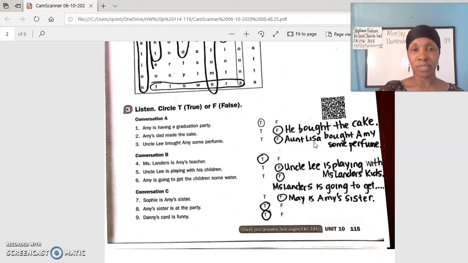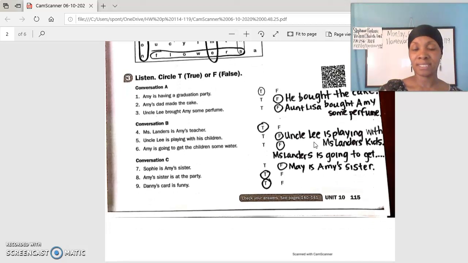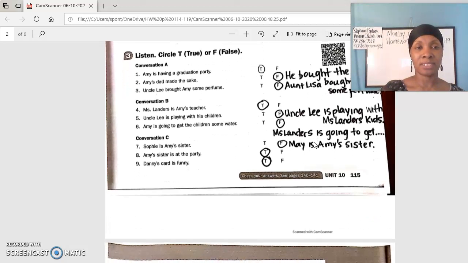Now, exercise 3. This is where you had to listen to an audio and then listen to the conversations and answer true or false, right? So let's go over A. I'm sure you guys have already listened to the audio because you're really good about doing your homework. And I really love that about you guys. So let's just go through these.